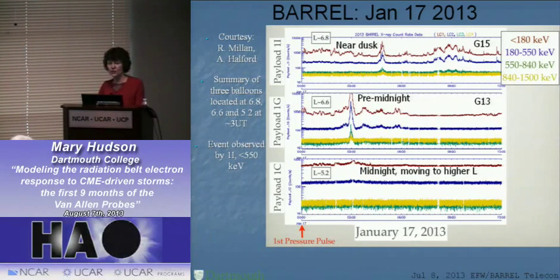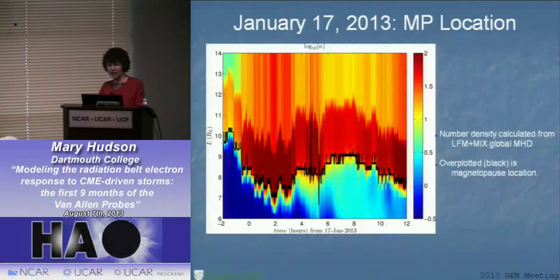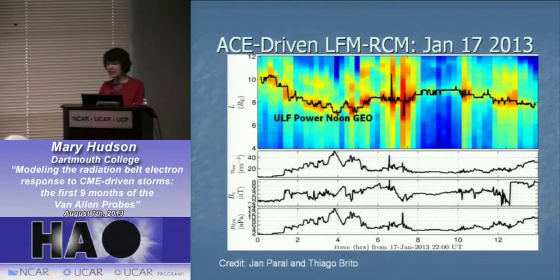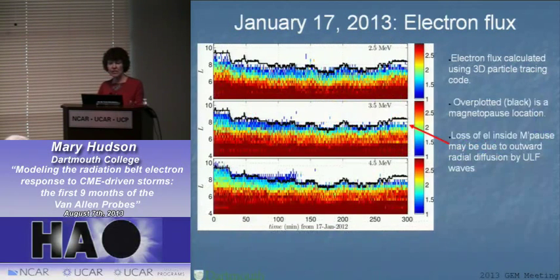Again, we are able to run test particles in the LFM fields for this time period, and I'll let Tiago give you a talk in October about an earlier campaign. But this is the MHD simulation for this time period. It shows the inward motion of the magnetopause. It shows the ULF wave power, which is not as high as it was for the October CME shock. And it shows, again, loss of test particles to the magnetopause.